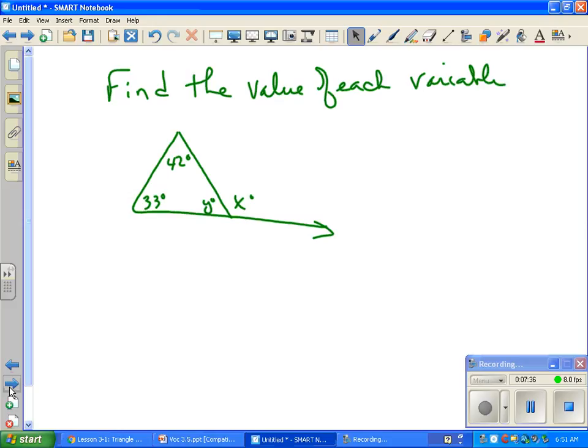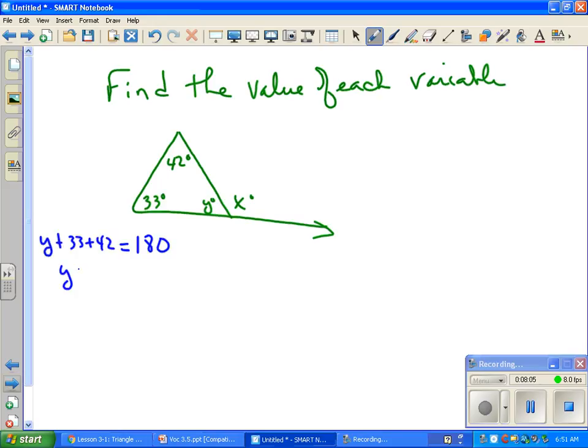Now let's look at a little bit of a different thought process here. In this problem, we're asked to find one of the interior angles and an exterior angle, and I want to look at those in a little bit different ways. First, the measure of all three angles in a triangle have to be 180. So we want to take 180 and set it equal to y plus 33 plus 42.